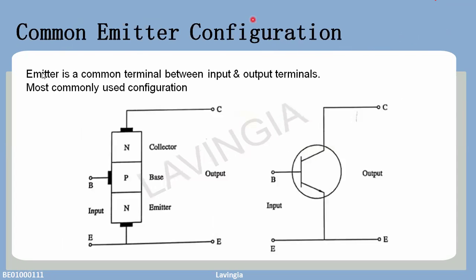If we talk about common emitter configuration, here in the diagram you can see that your emitter region is common between your input and output side. This is the most commonly used configuration. Here you can see that this emitter region is common between your input and your output. Here the emitter base region will act as an input, whereas the collector emitter region will act as an output.